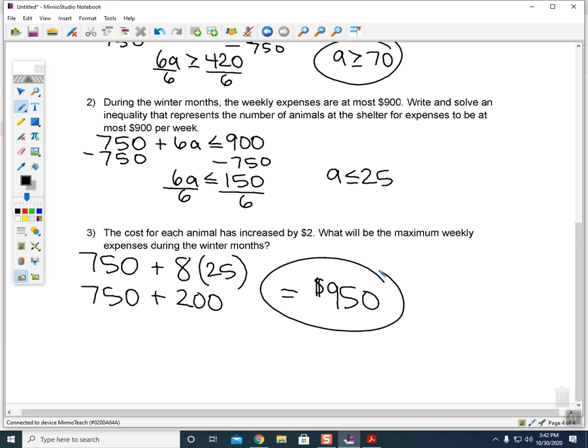All right, go ahead and finish that up on your own, and that is all for 4.4.